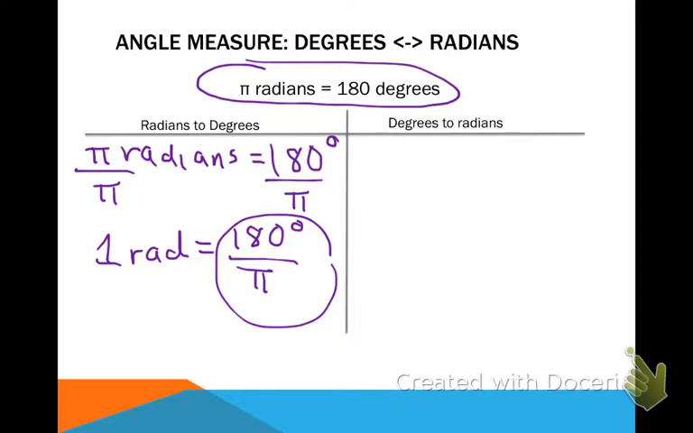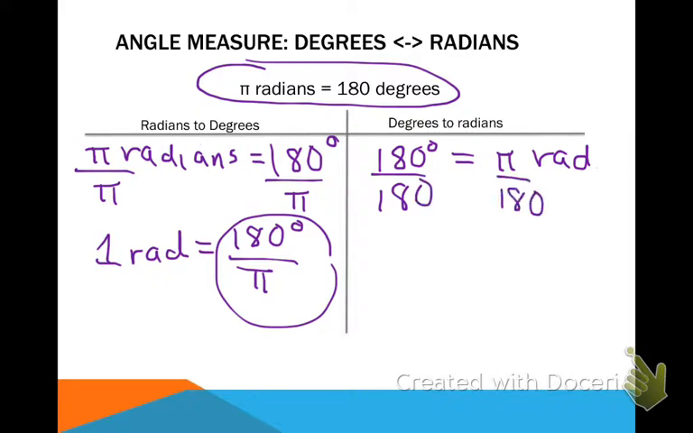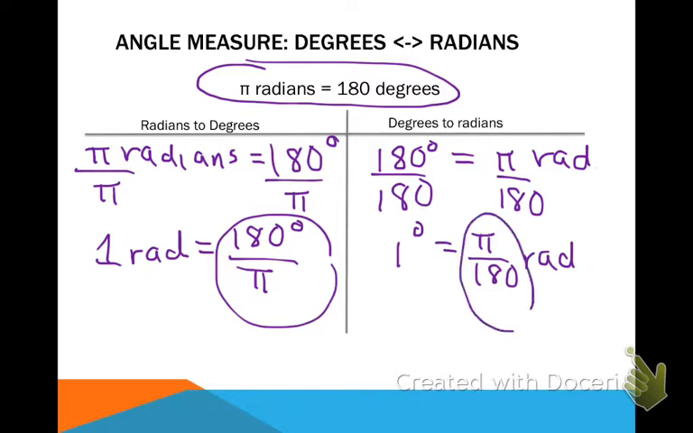We're going to do a very similar thing to go from degrees to radians. So again, start with that one known fact that you remember, 180 degrees is equal to pi radians. Now we want to know what 1 degree is equal to. So 1 degree is equal to pi over 180 radians. So there's your conversion factor for converting from degrees to radians.